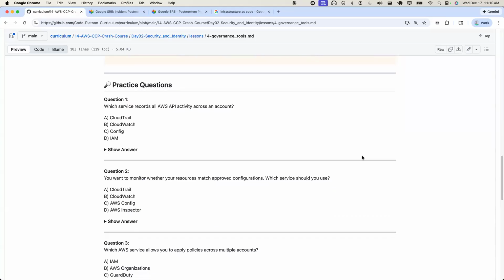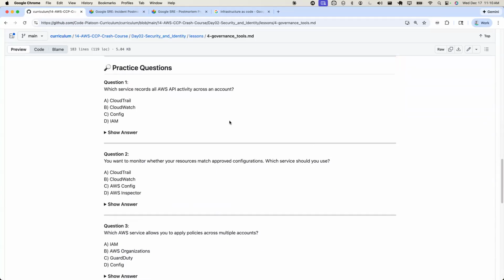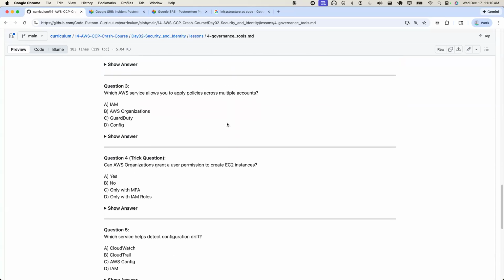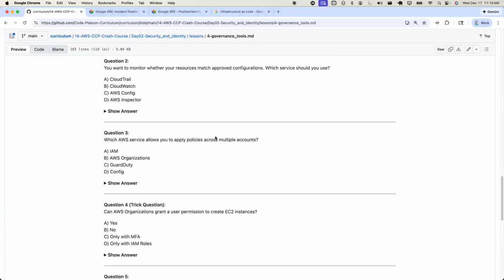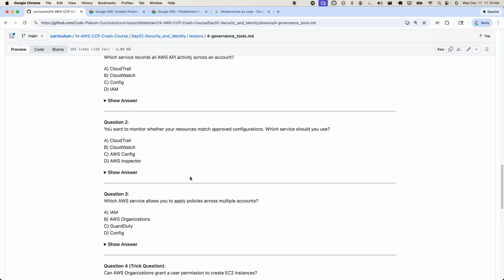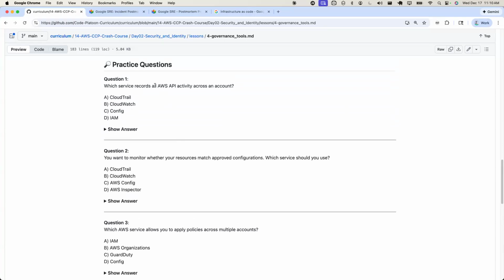And we have some practice questions here as well. Why don't we dive through these and then I think we can wrap up. Coming back to the top, Tom, do you want to tackle question one here? What service is going to record all AWS API activity across an account? I think that's going to be CloudTrail. Yes, sir. CloudTrail is for API activity.